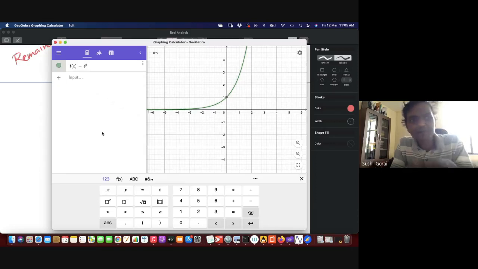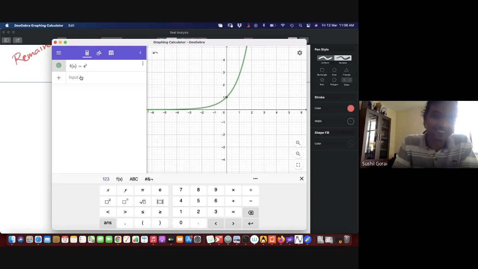Can you see the graph? Yes, sir. All right. So let's look at the function e to the power x. A very simple function to understand, but of course not a simple function as we'll see later on. There is a definition of simple function, but that is a different thing.